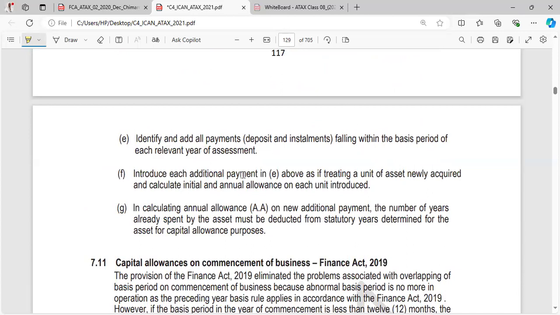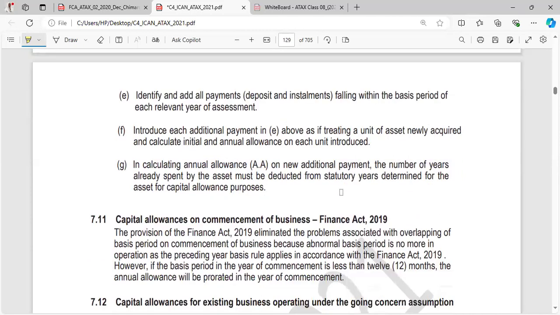Introduce each additional payment in E above as if treating a unit of asset newly acquired and calculate initial and annual allowance on each. We'll see a question on that. In calculating the annual allowance on a new additional payment, the number of years already spent by the asset must be deducted from statutory years determined for the asset for capital allowance purposes. We are going to see that in a future question.